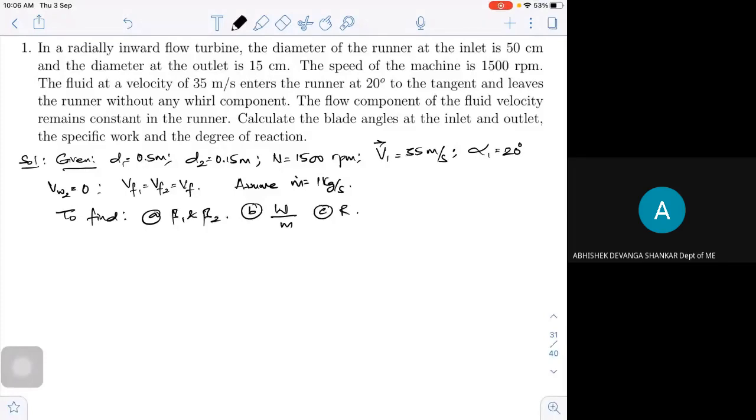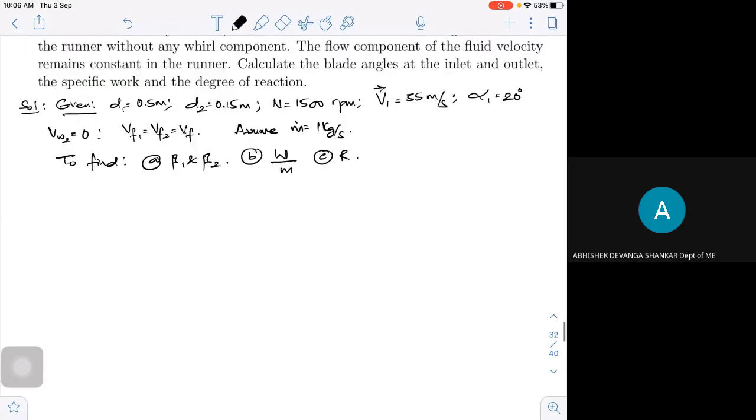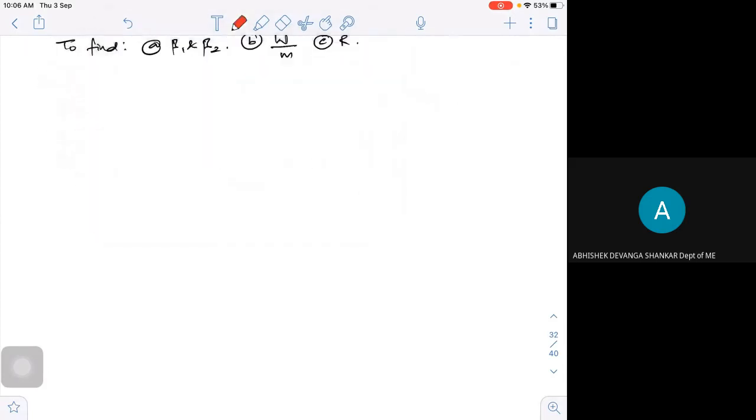Fine. Now let us draw the velocity triangle first. Before I draw the velocity triangle, let me draw what we actually have: the hub, the inlet, that is the tip, and then the outlet. About this, let's draw the velocity triangle.